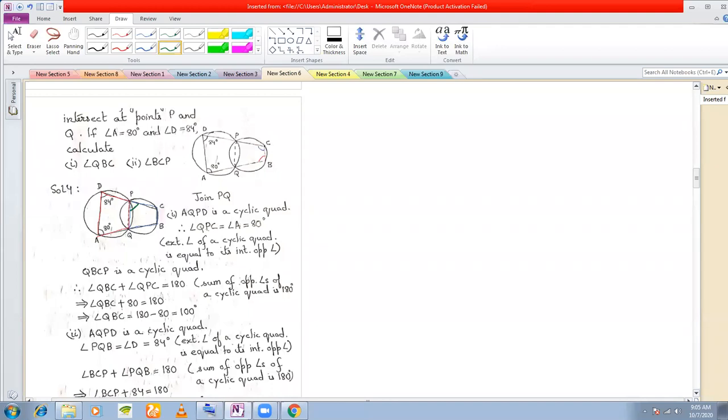So this is an exterior angle. It must be equal to the interior opposite angle. And which one is the interior opposite angle? This is the interior angle, and therefore this must be the interior opposite angle. So this must be 80 degrees, because in the red cyclic quadrilateral, the exterior angle must be equal to the interior opposite angle.